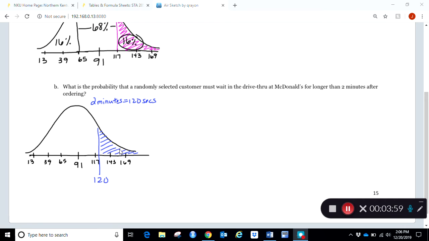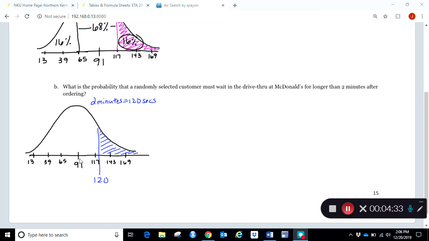We're being asked to find a probability. So things I can think about for my probability. I'm going to need to calculate a z-score. Recall, if I plug in 91 into my z-score formula, I get a 0, because the mean is 0 standard deviations from the mean. So 117 is 1 standard deviation above, and the 143 is 2 standard deviations above. So my z-score is going to be between +1 and +2.